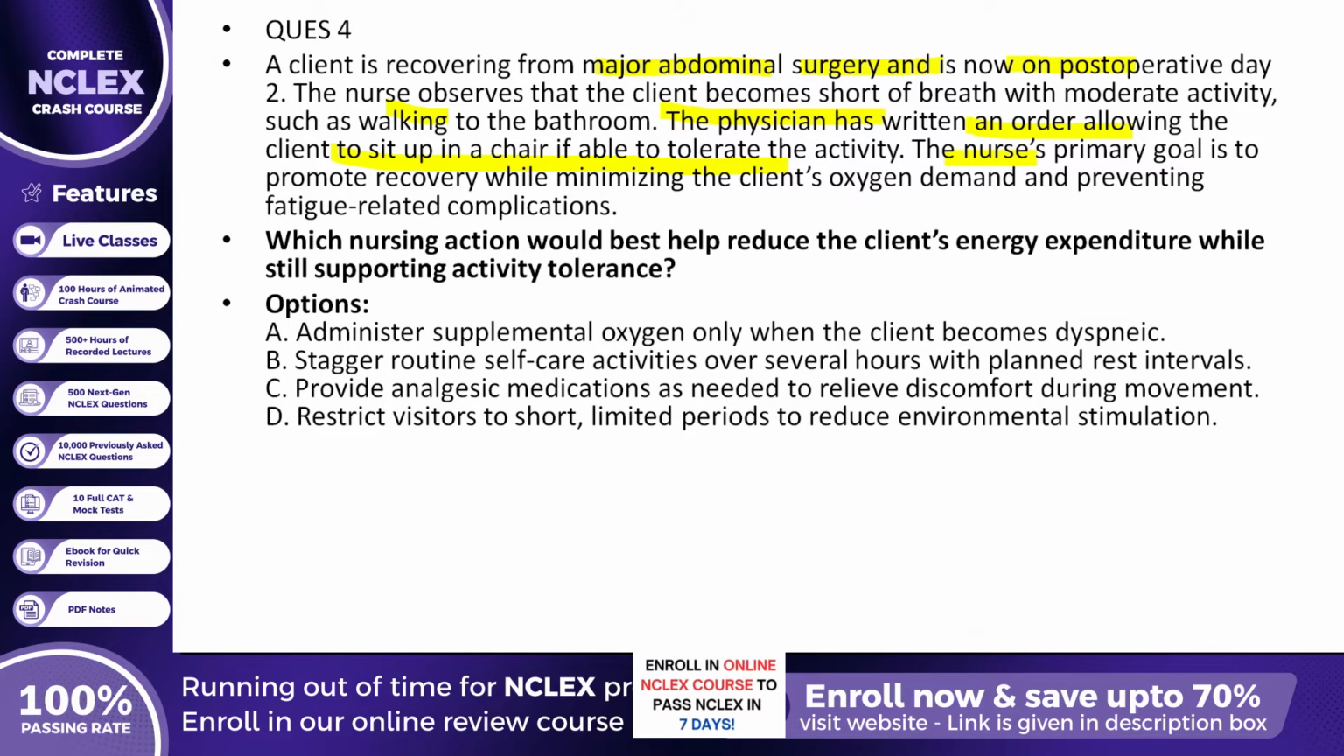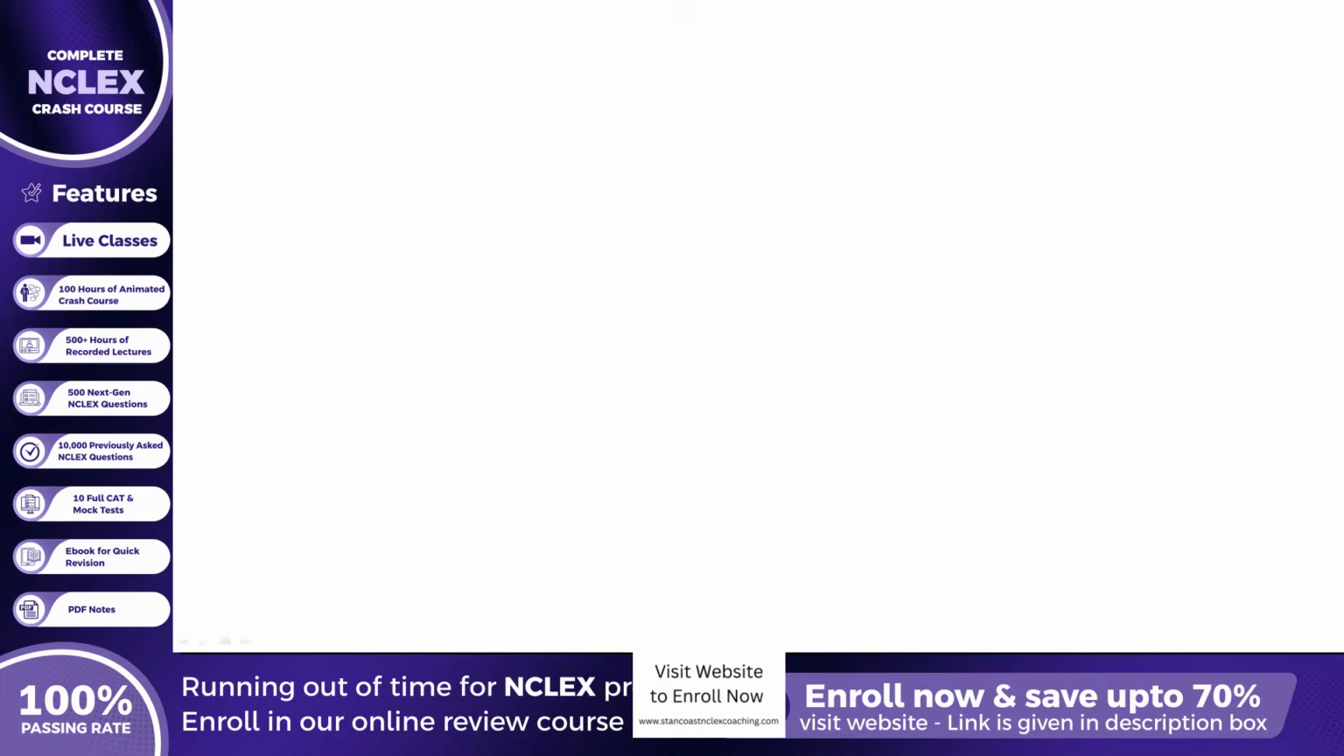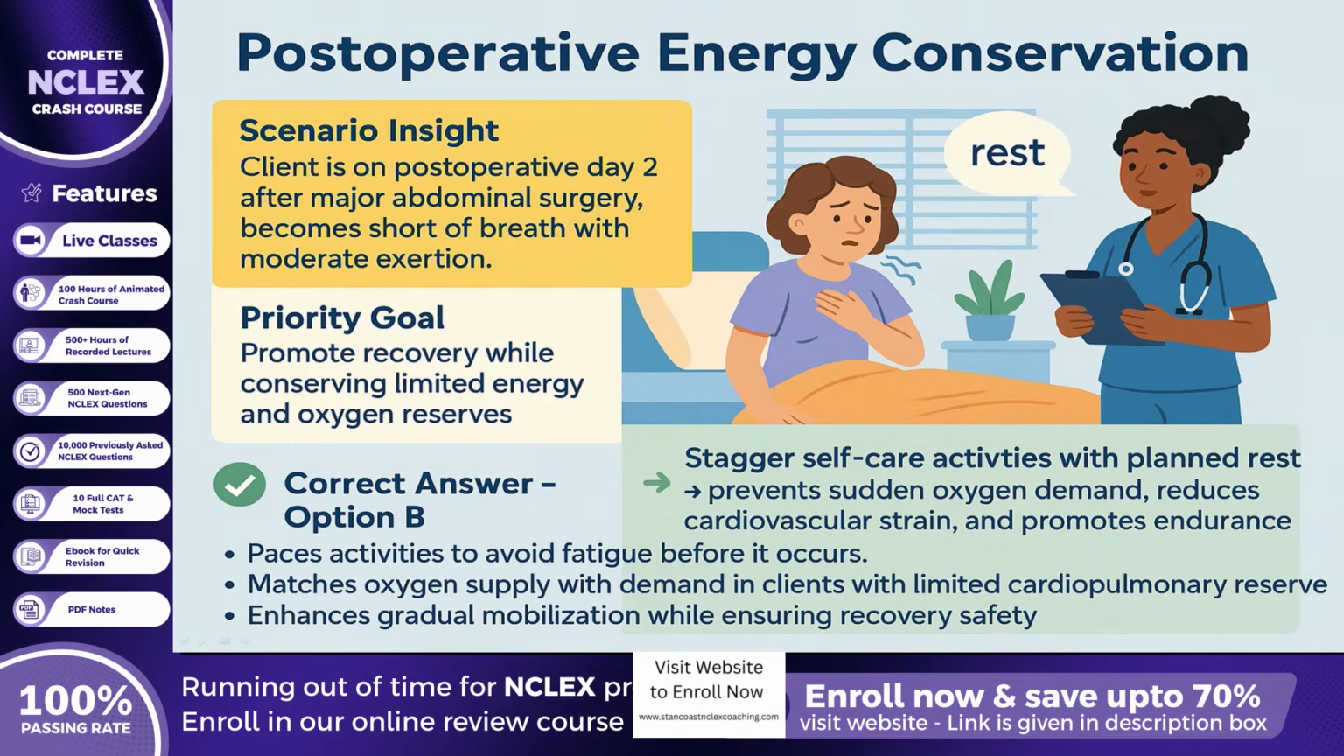The correct answer is Option B, stagger routine self-care activities over several hours with planned rest intervals. This is the most effective choice because pacing activities across the day prevents sudden spikes in oxygen demand, reduces cardiovascular strain, and promotes endurance without overwhelming the client's limited cardiopulmonary reserve.